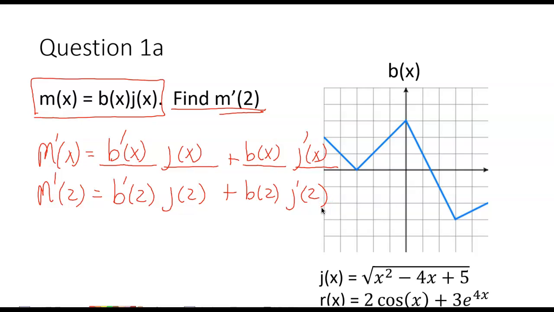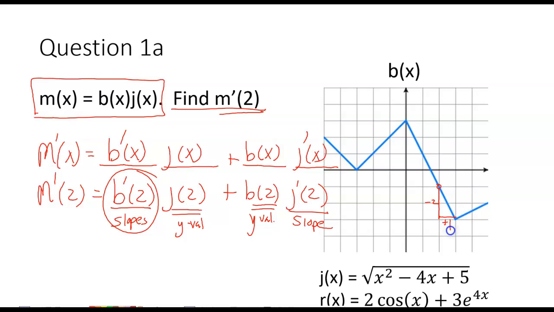All right. So remember that these are slopes. Those are slopes. These are y values. Okay, so here we go. Let's begin. So first of all, let's do the b. B prime of 2. So we want the slope at x equals 2. So here's where x equals 2. And that slope is down 2 over 1. And so rise over 1 would be negative 2. So that's equal to negative 2.